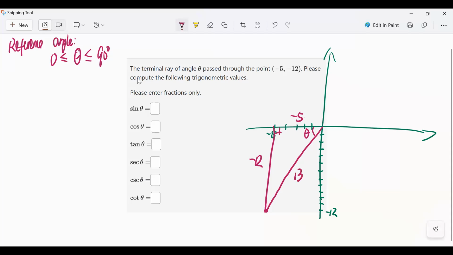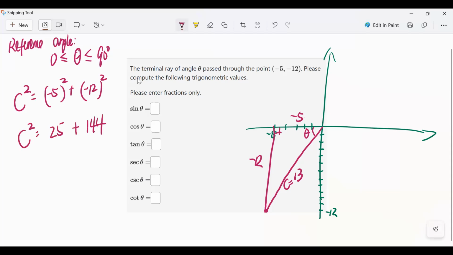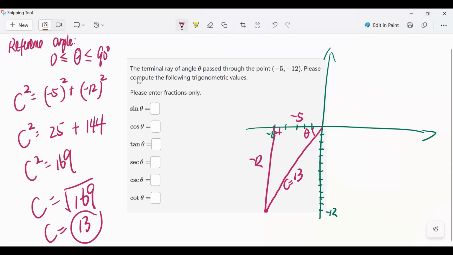We can use the Pythagorean theorem: c squared equals -5 squared plus -12 squared, and c squared equals 25 plus 144. C squared is 169. C is the square root of 169. C is 13. And C is always going to be positive. We always keep the positive answer here. 13.